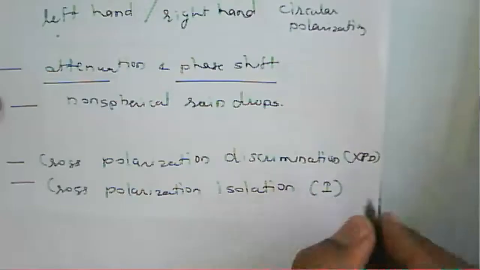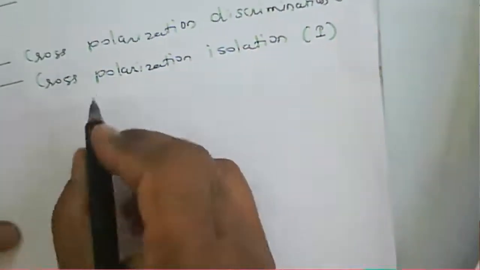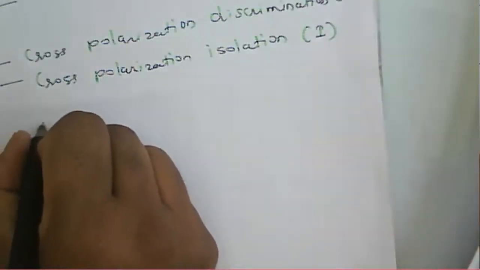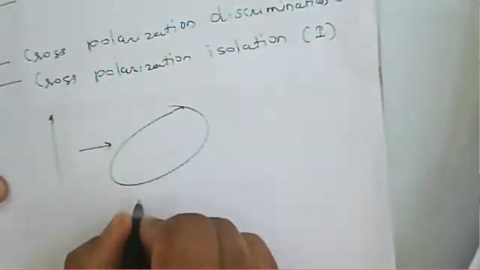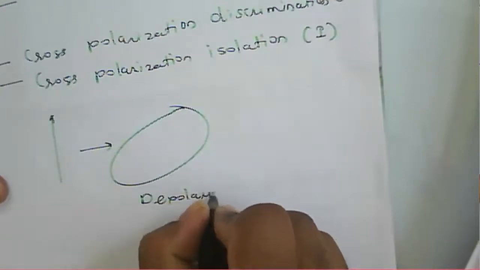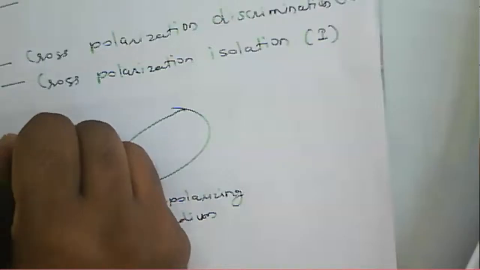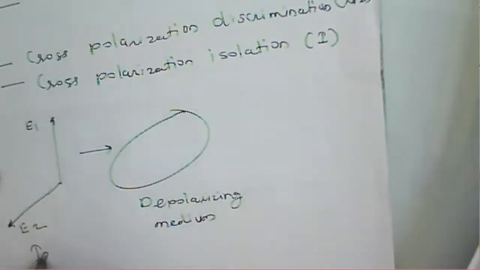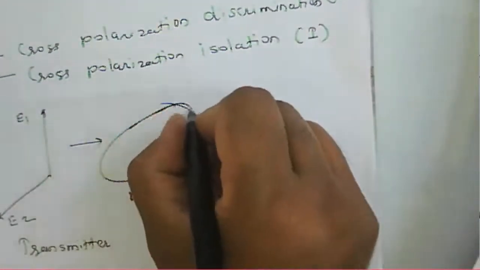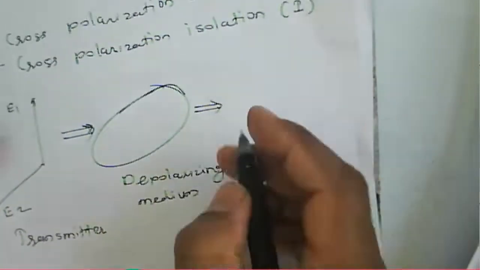That will be the I here. So what happened here? When we consider a signal to be transmitted, and we have a depolarizing medium, see here now, even here, E2 here. This is nothing but a transmitter, and this one is a depolarizing medium. When your signal is transmitted through this particular depolarizing medium, what will occur here?